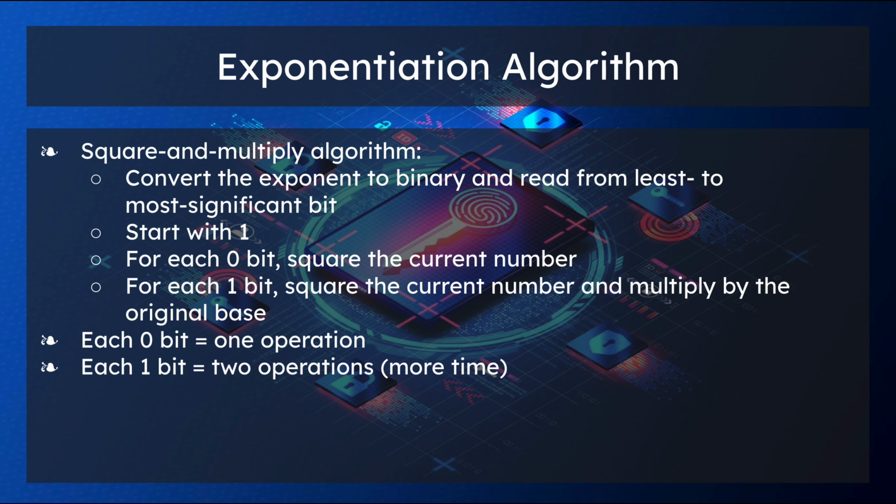So what you might notice here is that for each 0 bit we encounter, we only have to do one operation. That's one multiply, where we're squaring the current number. So we multiply the current number by itself. But each 1 bit we encounter is 2 operations, because we square the current number and multiply by the original base. That's 2 multiplies. And so every time we encounter a 1 bit, that's going to take a little bit more time to compute than a 0 bit.